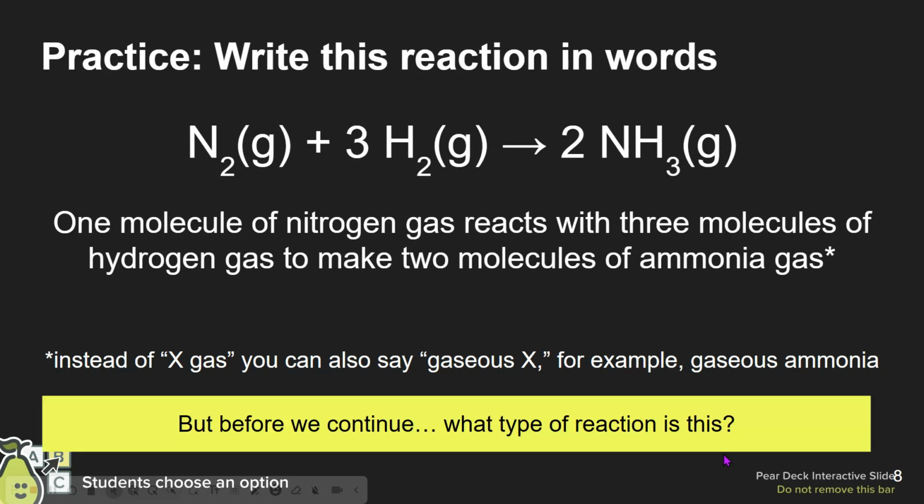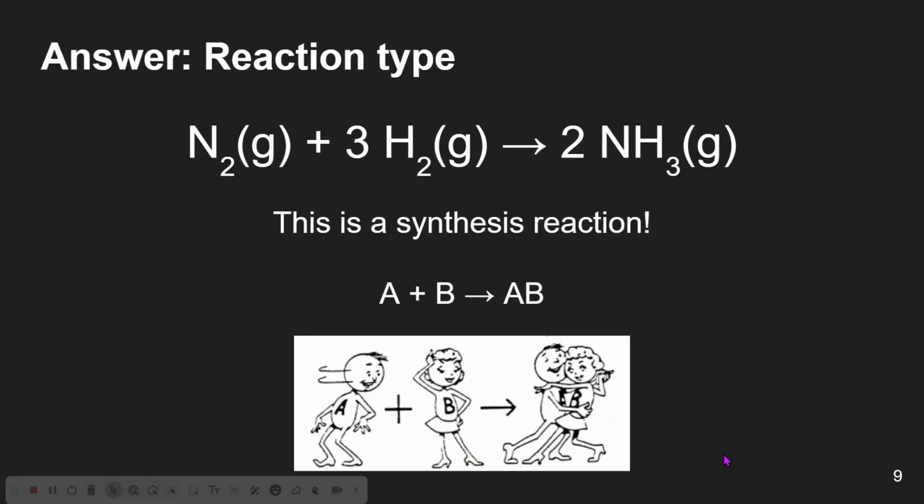But before we continue, for a little review, what kind of reaction would you say this is? Before you keep going, make sure you take a stab at it, because the answer is, this is synthesis. You have 2 individual substances or particles coming together to make one.